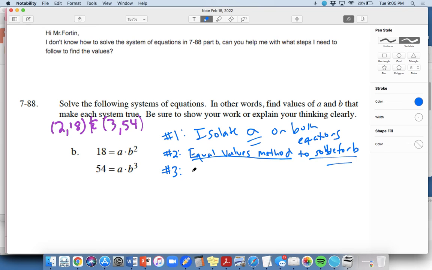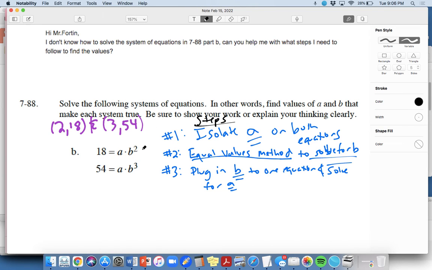Well, you guessed it. What I'm going to do is plug in B to one equation and solve for A, and I'll be good to go. So let's actually do this here. Those are the steps that I'm going to follow as I go through this. See if you can follow along.